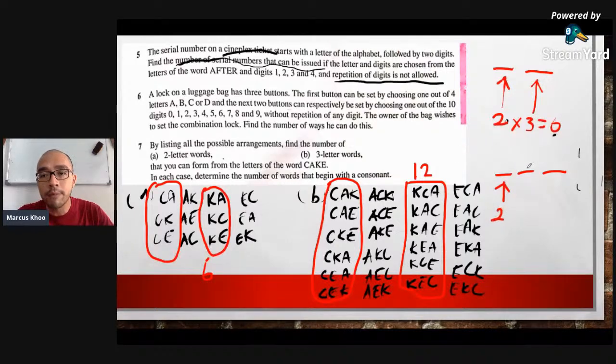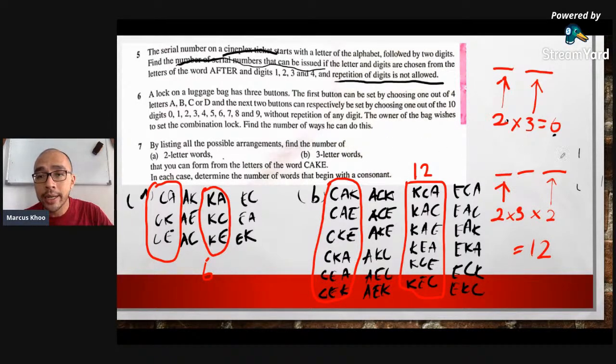How many ways can I put in here? Because there are only 3 letters left, it will be 3. Once I put 2 letters in here, I'm left with 2 letters to fill into the last space. So this one will be only 2 possible ways for me to do. So 2 times 3 times 2 will give me 12 ways. And this is actually what we want.